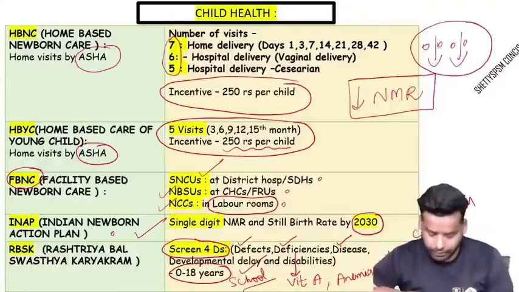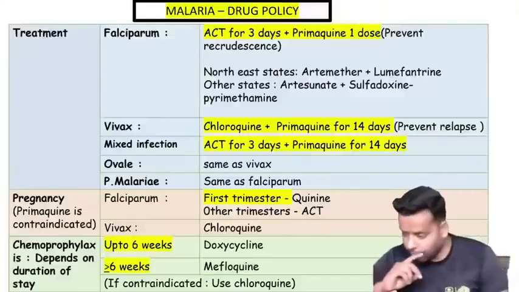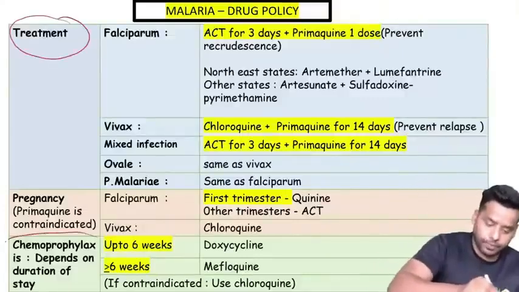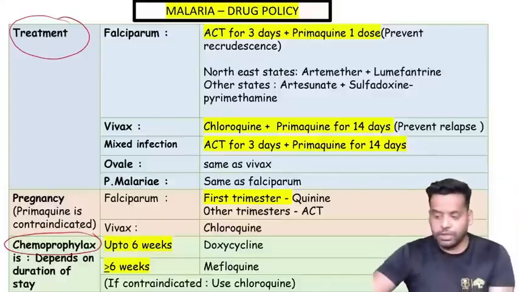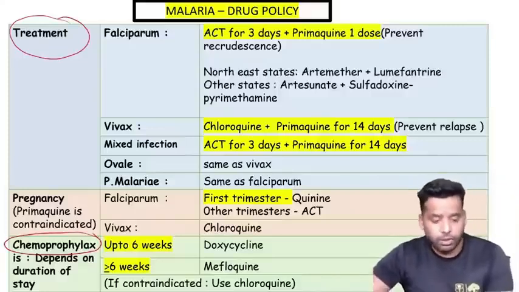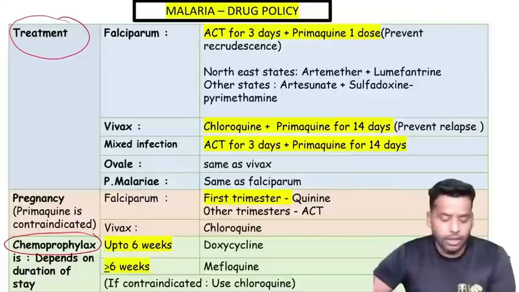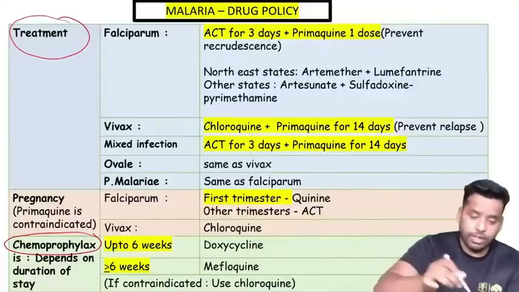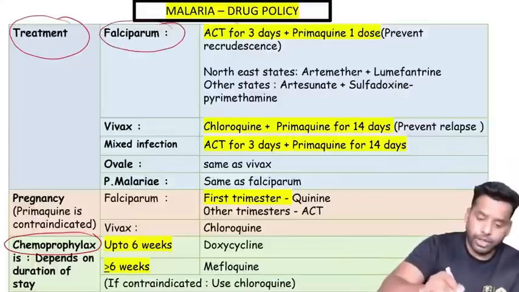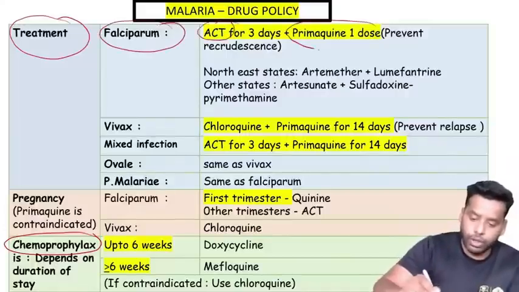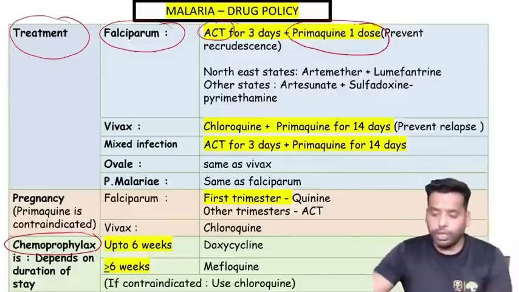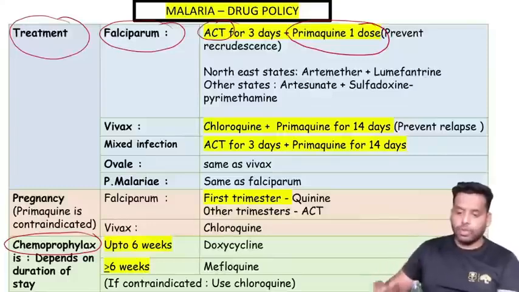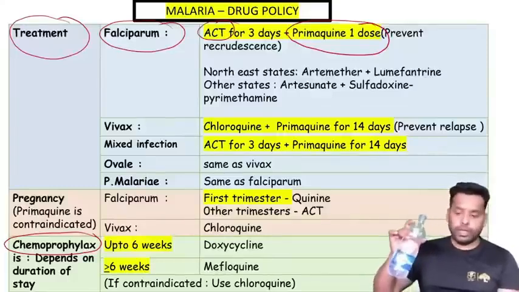Summary part I'm telling. Malaria drug policy, you should remember treatment and chemoprophylaxis. Very, very easy topic. Don't make mistakes in treatment and chemoprophylaxis, that too in the malaria part. Falciparum, we are using ACT for 3 days. Primaquine, 1 dose. What is the role of primaquine 1 dose in falciparum?